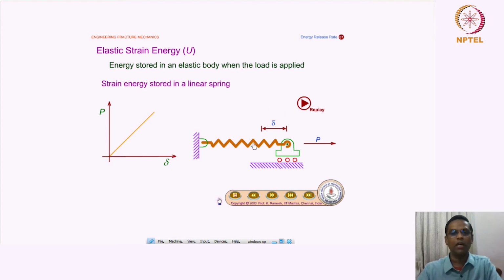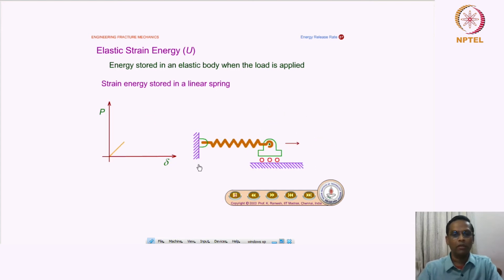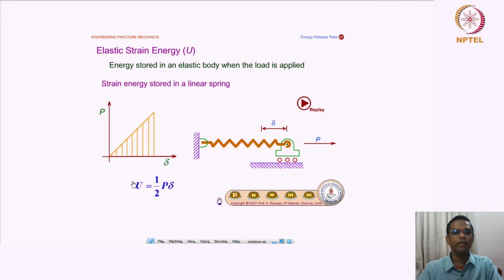This is a very nice animation of a simple spring pulled in one direction. The load P is applied in this direction, and you see the load versus displacement plot. What you are seeing is that the strain energy of this action is given by half P delta.